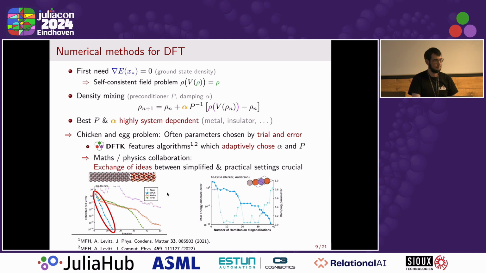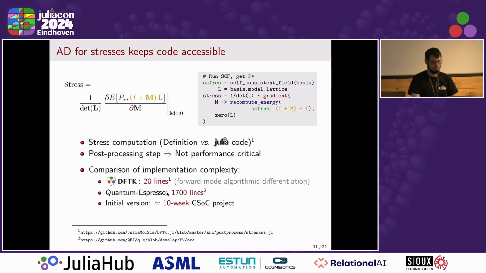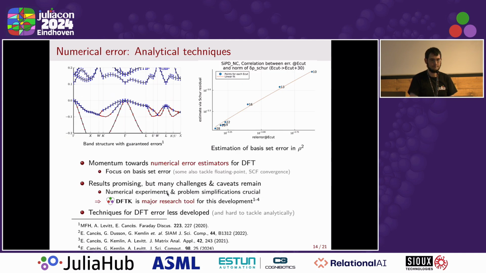More questions? So you were showing these band gaps that you compute and the error bars that you are able to, and I was wondering, people use these GW methods for band gap calculations, and does this get you closer to?